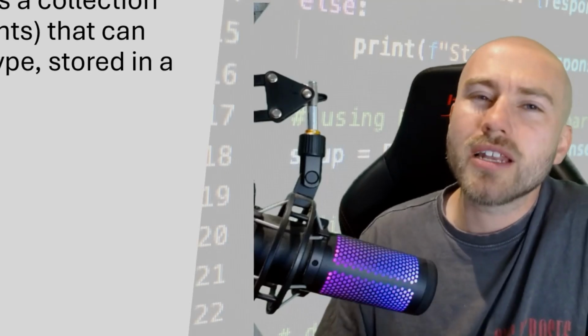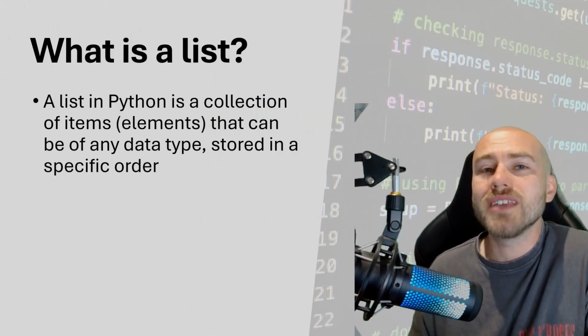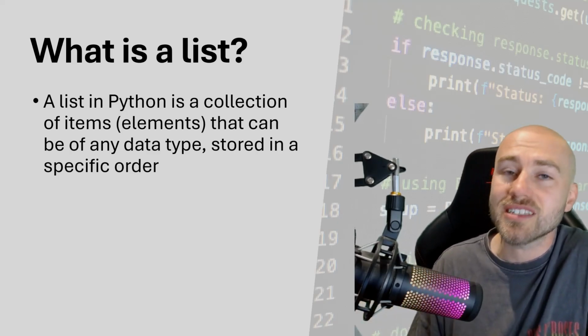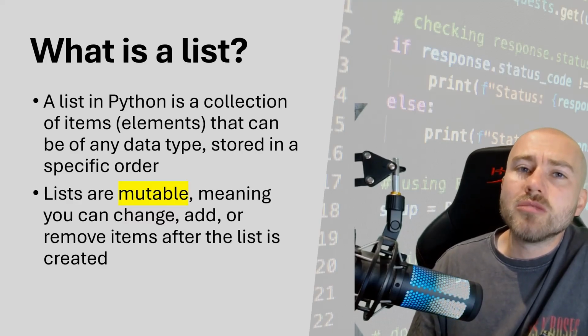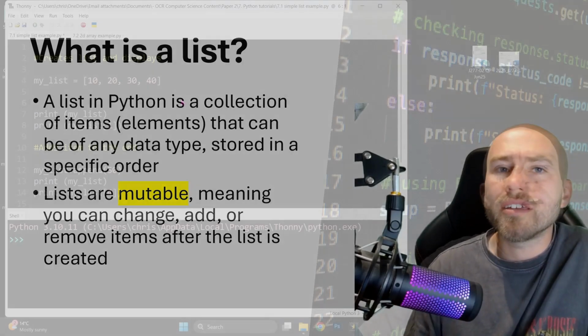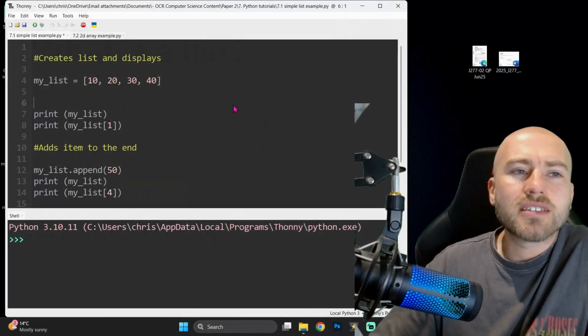Now, I mentioned earlier that an array is different from a list, but they work in a very similar way. An array has to be one data type only, whereas a list can be multiple data types and can store multiple elements inside the one thing. They're also referred to as mutable, which means you can change them, add or remove items to them after we've created them. Okay, so let's have a look at a little Python example of them.